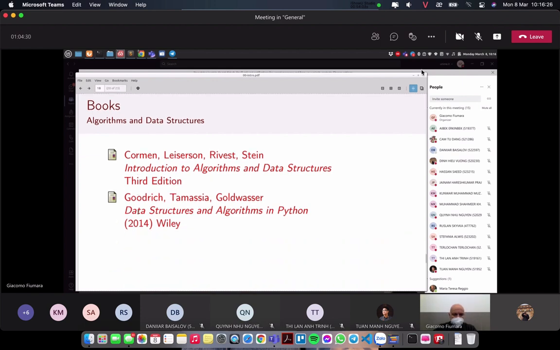Okay, and now as to algorithms, the book we rely on is this one: Cormen, Leiserson, Rivest, Stein, Introduction to Algorithms. Third edition, even if you find the second is good enough. I mean, there is no such difference between subsequent editions.